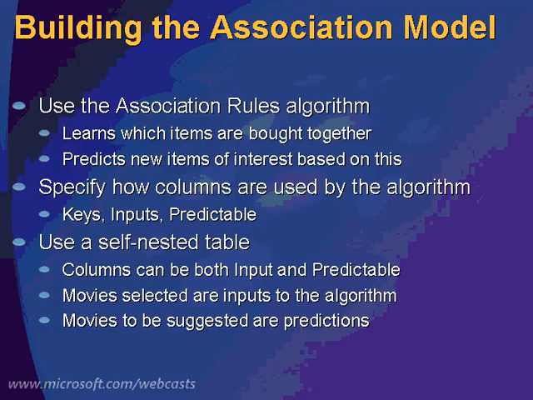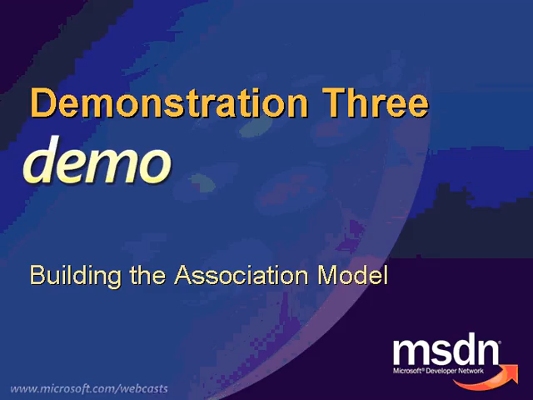And we're going to be using a self-nested table in this case, because input and predictable are going to be the same. So it's going to be fairly straightforward to build this model. Not a difficult model to build at all. And the association rules algorithm is, in some ways, the easiest algorithm to use when you're learning, because it gives a really useful guide to the user. It's quite easy to understand the results from it. So what we'll do is go back to the demo, and we'll build the association model, and we'll talk through various aspects of what the association model is doing as we walk through that.